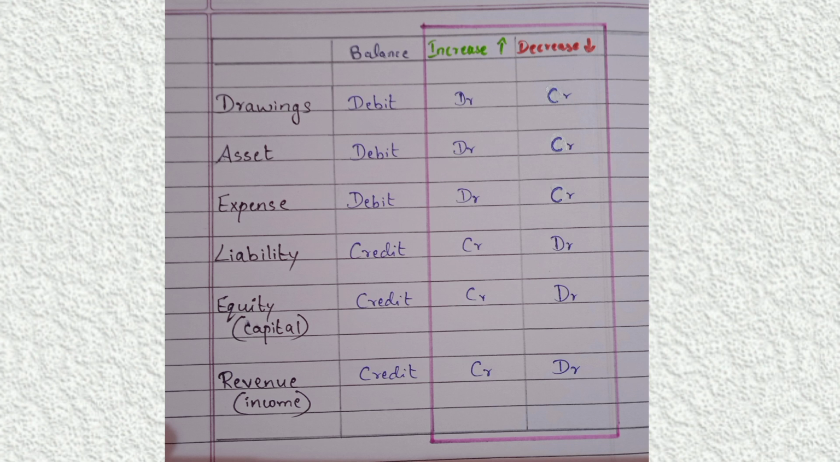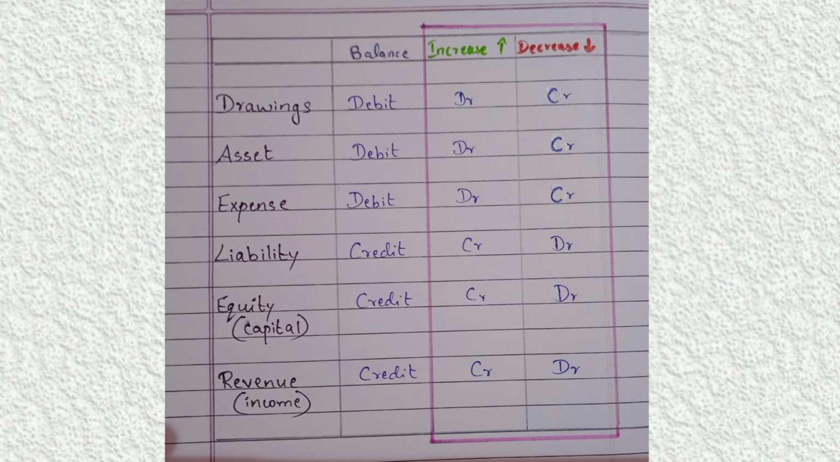I know you are still confused about what is happening and what debit and credit are. We'll understand it in the problems. I just want you to know that there is this basic rule. You have to understand that. I have also given a column of balance. Drawings will have a debit balance, asset will have a debit balance, expense will have a debit balance, liability will have a credit balance, equity will have a credit balance, and revenue will also have a credit balance. Just understand that these are the rules.